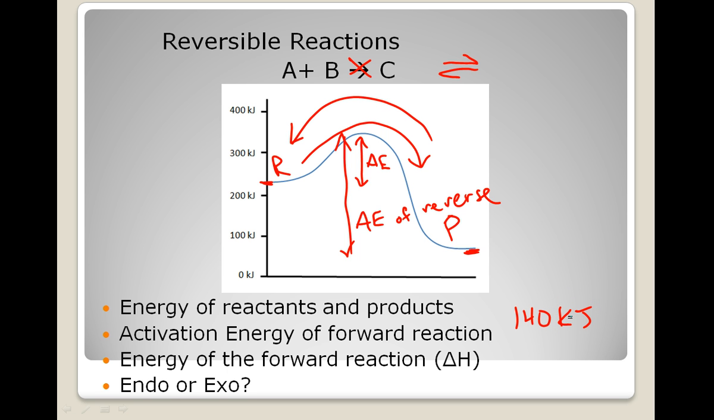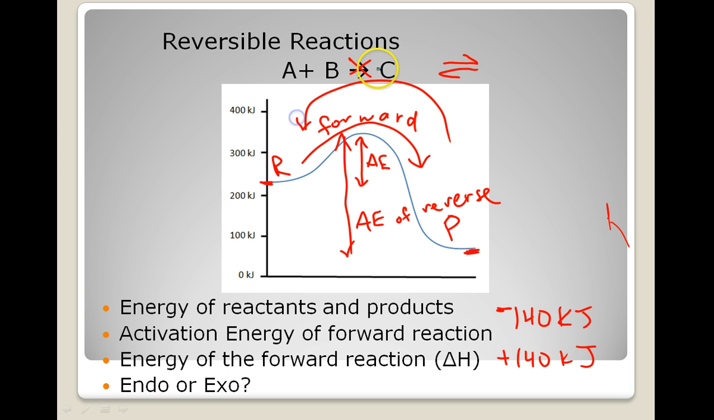For the forward reaction, it would be negative 140. But for the reverse reaction, it would actually be a positive 140 kilojoules. One way is going to be, in a forward reaction, that's going to be exothermic. In a reverse reaction, that's endothermic. Okay? So it really depends kind of what we're talking about for a reversible reaction going kind of back and forth. So make sure you know which way you're going. Just to remind you, this is the forward going this way. And then if I go the other way, that's my reverse.